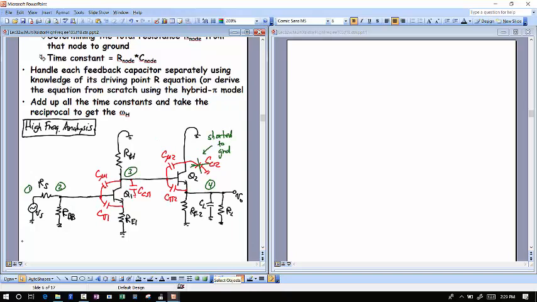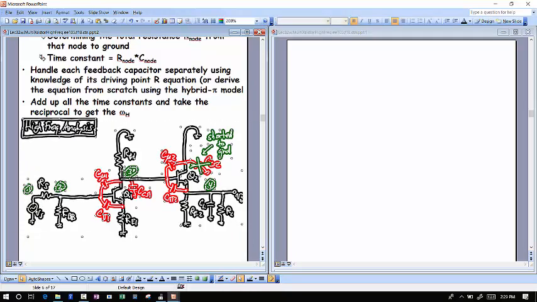Okay, so for that Miller thing, I'm definitely going to borrow stuff here because I don't want to redraw this whole thing. So if you're taking notes, you're going to love this.